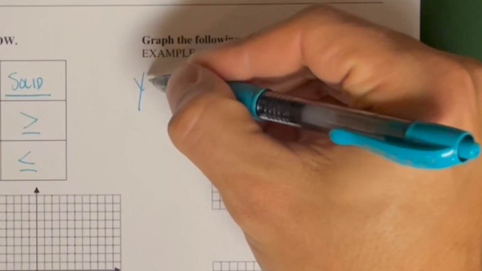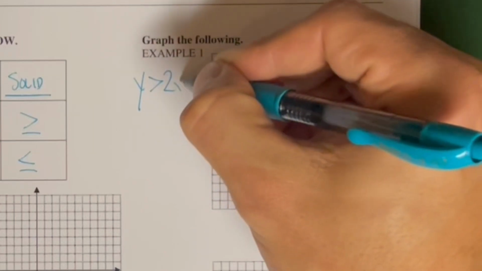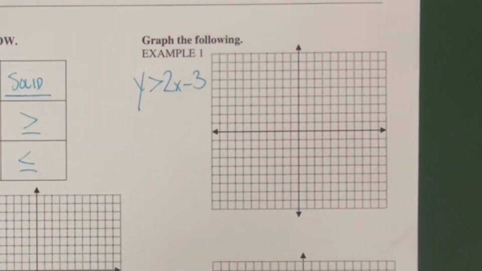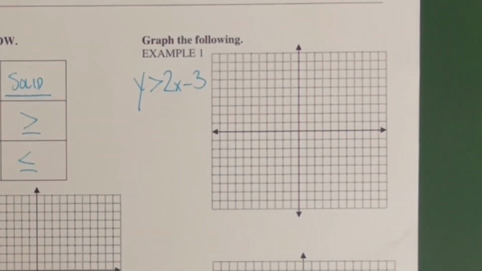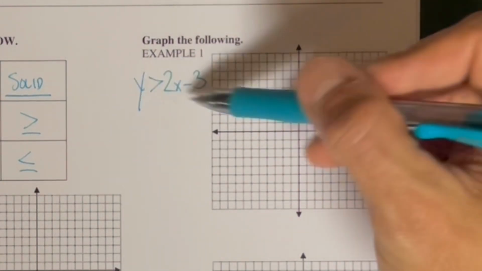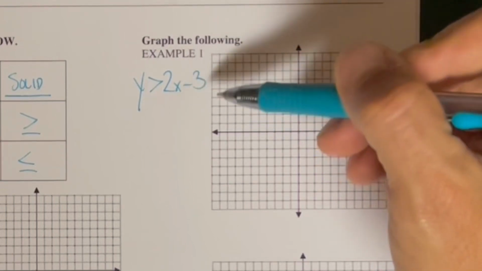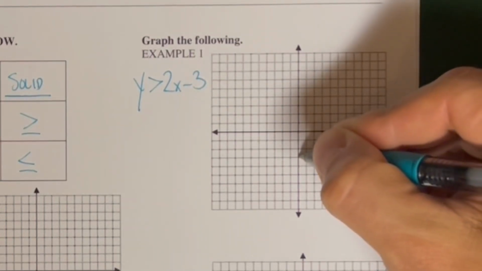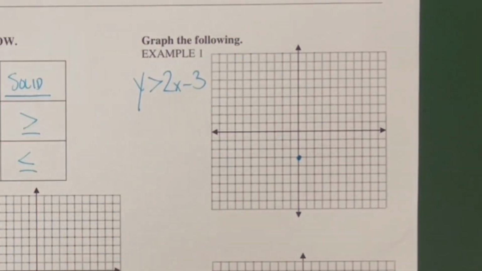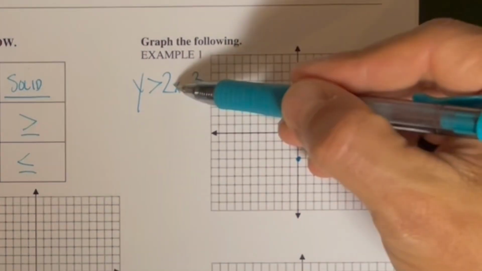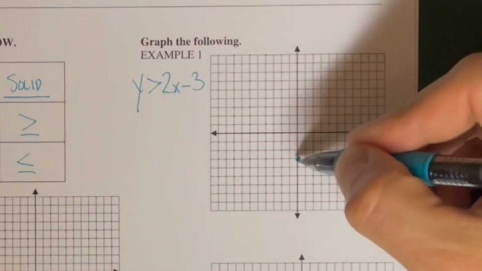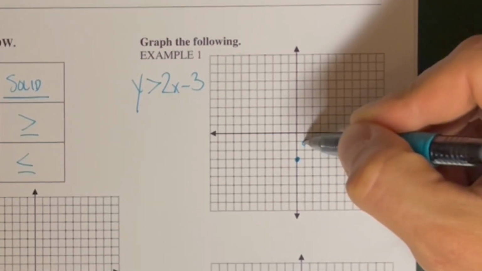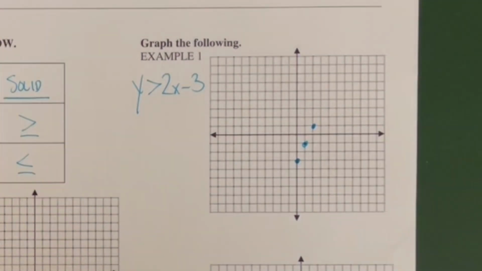In example 1, we have y is greater than 2x minus 3. I want you to always think of these lines also as y equals mx plus b form, just like we've done for the last several weeks, even a couple of months. My b value is negative 3, so I'm going to start by going down 3 units and putting a point right there. Again, I want to think of my slope as my m value, the number that's in front of the x, in this case 2. I want you to think of that as 2 over 1. And so from this point, we're going to go up 2, right 1, put a point, up 2, right 1, put a point. Just do that a couple of times.